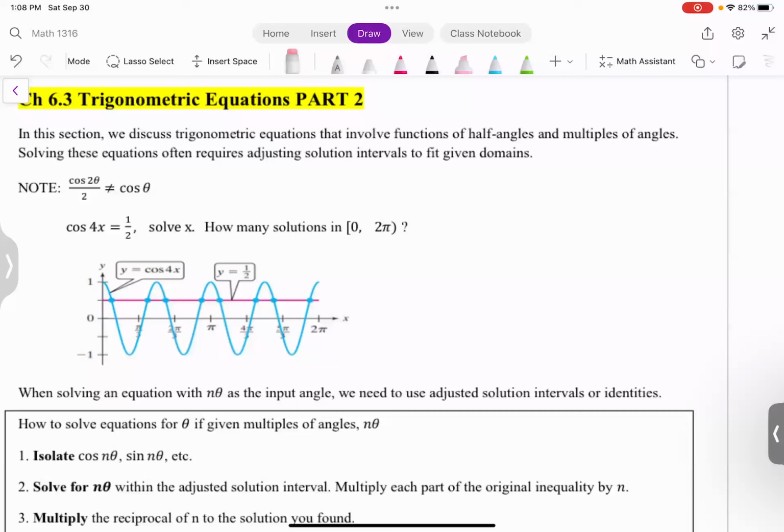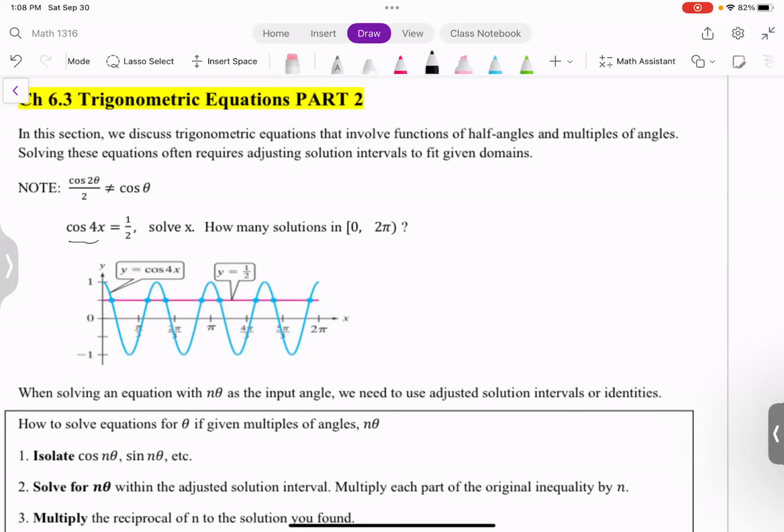Before that, we need to be careful: cosine of 2 theta divided by 2 is not equal to cosine theta. This 2 and this 2, you cannot cancel. If you have 2 times cosine theta over 2, this 2 can be canceled because it is multiplication. If there is a 2 inside of the cosine function, the 2 cannot be canceled. All right, let's move on to the first example.